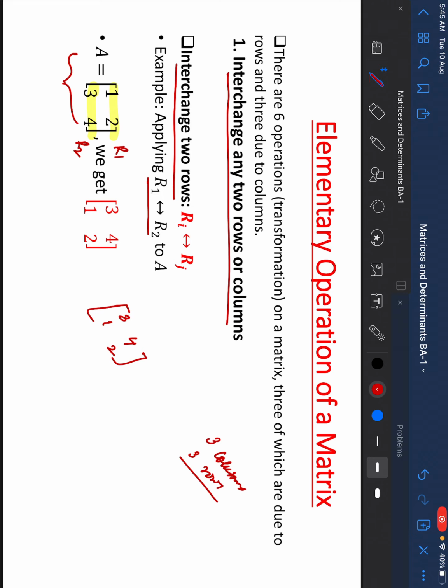Column operations you don't need to do. When you are finding A inverse, if you are doing one set of operations, you have to do that set of operations only. You cannot switch to another. If you are doing row operations, you have to do row operations all the time. You cannot do column operations all of a sudden after doing row operations.